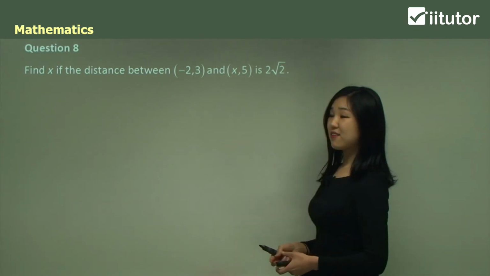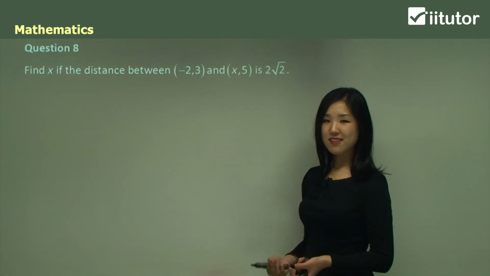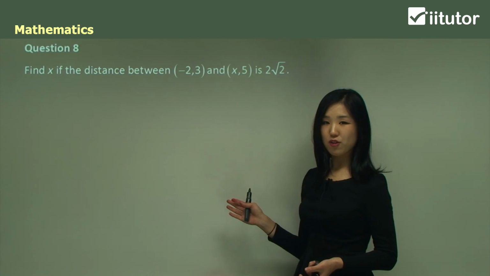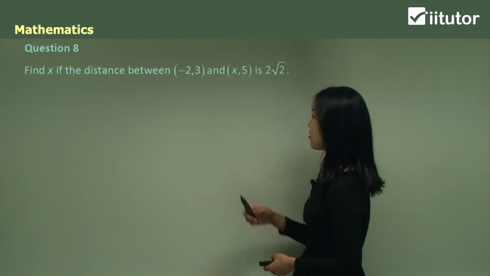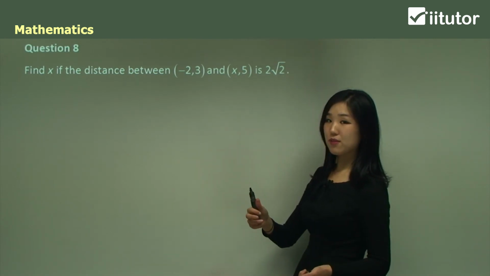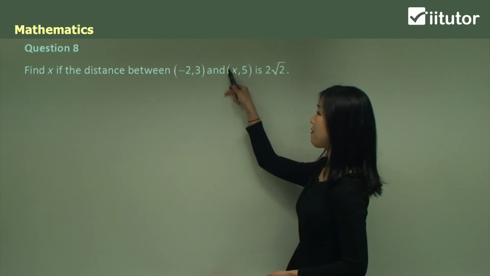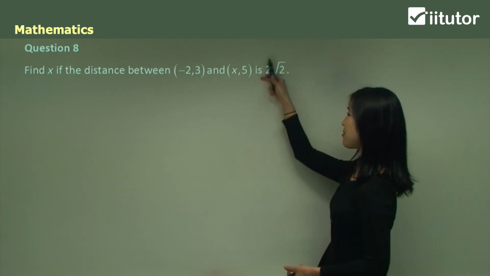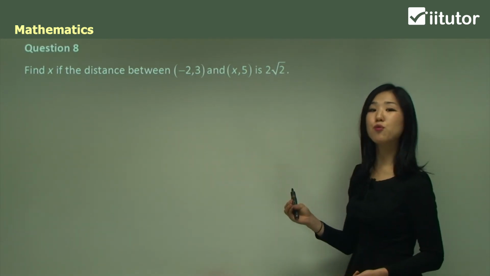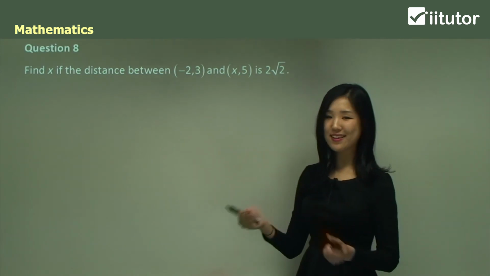Question 8. Again, it's very similar. If you guys are really understanding this, give it a go on your own. Okay, try it on your own. Now, it says find x this time. So this time is pretty much exactly the same as the previous question, but this time they don't have an x value. That's the unknown that we want to find. And be careful, guys. This time the distance is in surd form. It's 2 root 2. But just, guys, do exactly the same method.